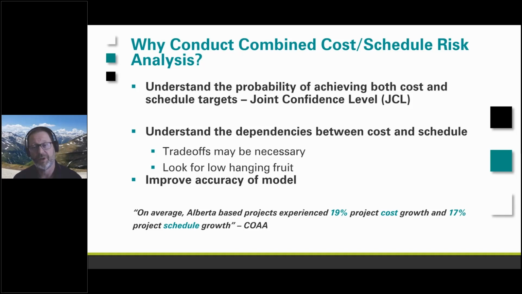Now, the project team needs to understand where the trade-offs need to be made. So they may have to spend a bit more money to make up schedule, or they may have to give a little on the schedule to keep the costs in control. And they need to be able to make informed decisions. Again, going back to the Construction Owners Association of Alberta, on average, Alberta-based projects experience a 19% cost growth and a 17% schedule growth. So these two items are fairly closely correlated.